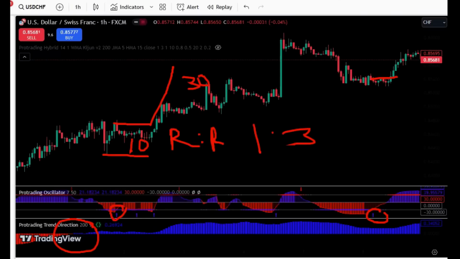So the next swing low is at this point. This is where you have the next swing low. So here you open the trade and you make sure you take your risk. If your risk here is 20 pips, your take profit at this point should be 60 pips. So this is how you continue to manage your trade.